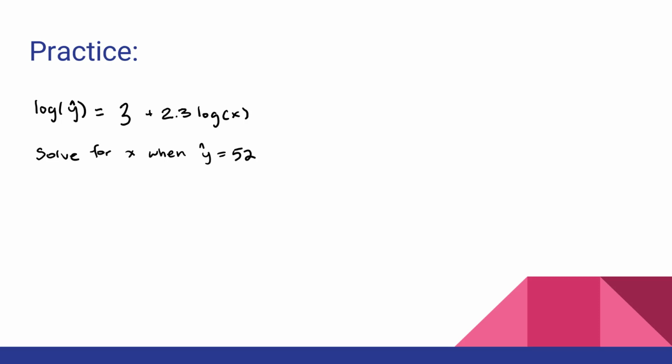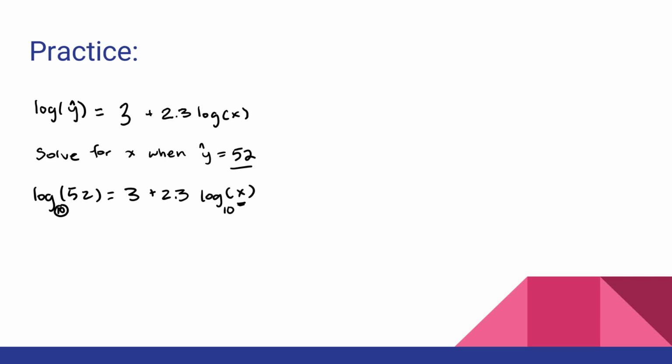So this one is just going back to algebra 2, I'd say. Algebra 2 or pre-calculus. And you would just plug in your 52 for y hat. So log of 52 is equal to 3 plus 2.3 times log x. And x is the one that we're solving for. So for those of you that need to touch up a bit on your logarithms, you'll see that there is no base for our log here right now. So that means we have an invisible base 10 here. So keeping that in mind, let's solve this.